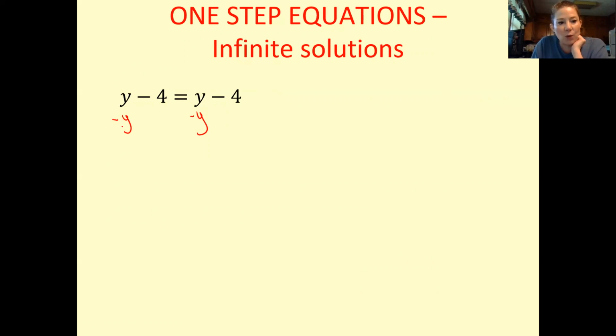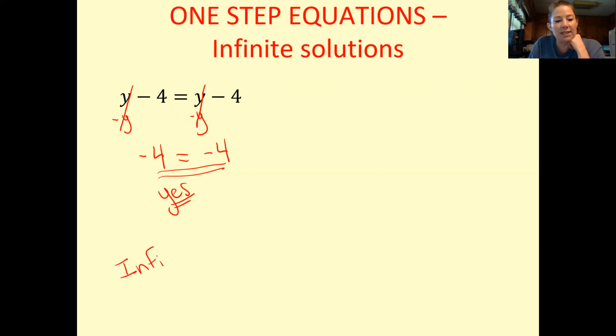Well, y minus y, just like 5 minus 5 is 0, y minus y is 0. And it just so happens that this one on the right side would cancel out also. So if we try to get our y's together, basically we would cancel them. So our statement left over is -4 equals -4. Well, is that true? Yes, that's true. That is a true statement. So if you end up having no variables and you end up with a true statement, that means that you have an infinite number of solutions.